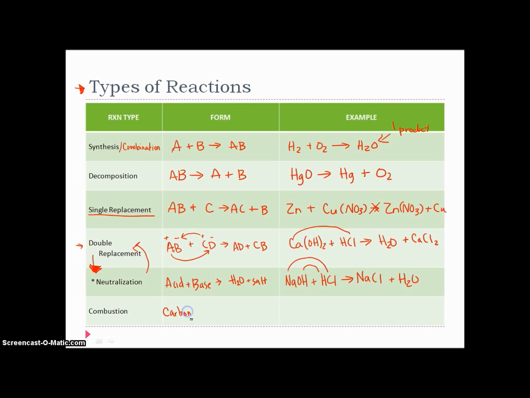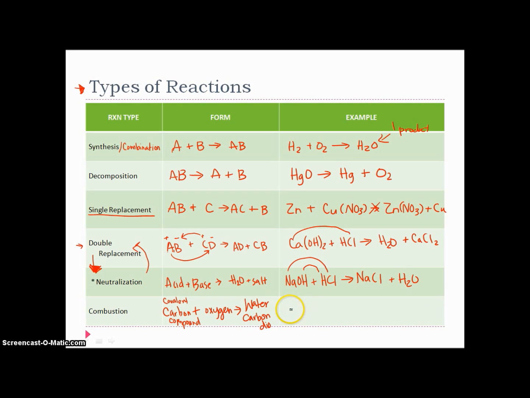It's always a carbon compound, and by the way, a covalent carbon compound. Remember, carbon doesn't bond too much ionically. Carbon compound and oxygen. So like when we start up our Bunsen burners, these are always the combustion reaction. Carbon compound plus oxygen always produces water and carbon dioxide.